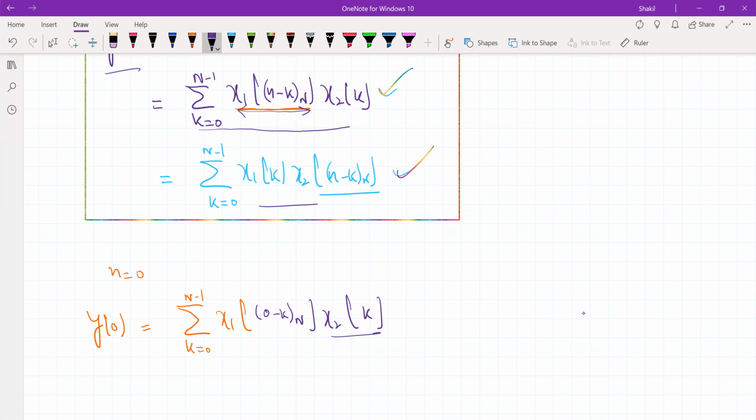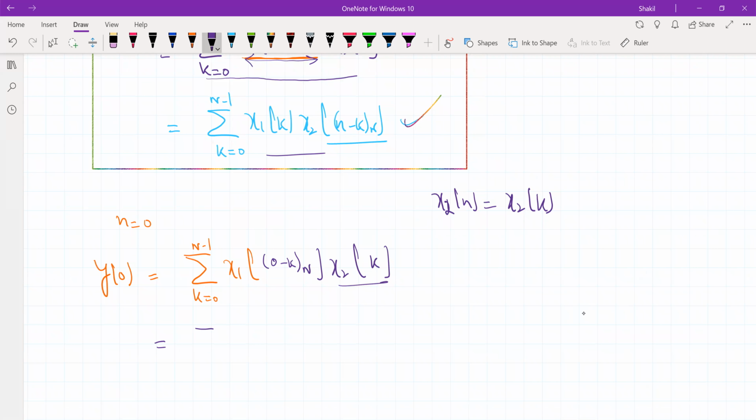Now x2 of n is the same as x2 of k, so it is the same sequence. But what is this sequence, x1 of minus k modulo N? This is the same as x1 of n with the independent variable changed from n to k. Otherwise the rest remains the same.